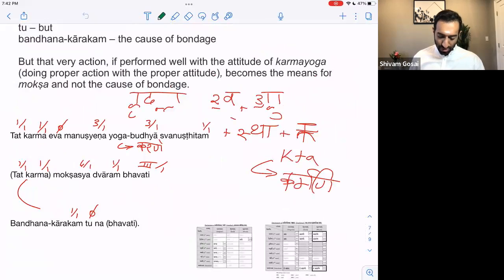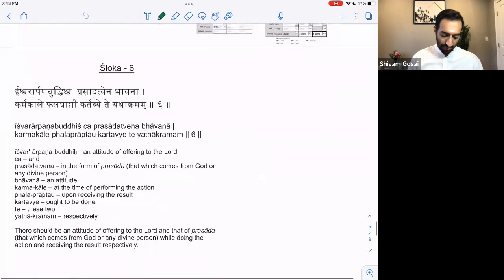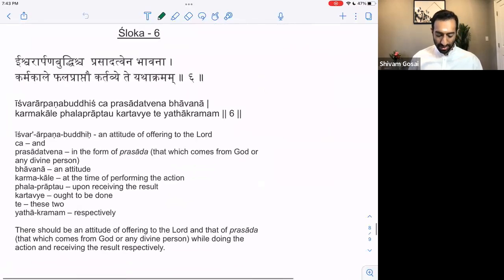So just the context of what we were saying in our last class, right? Tatkarmaiva manushyena. But that very action, if performed well with the attitude of karma yoga, becomes the means for moksha and not the cause of bondage. So the question might be, what is karma yoga? Because it says if done with karma yoga, it becomes the means for moksha. So we might want to know what karma yoga is. This next shloka tells us what karma yoga is.